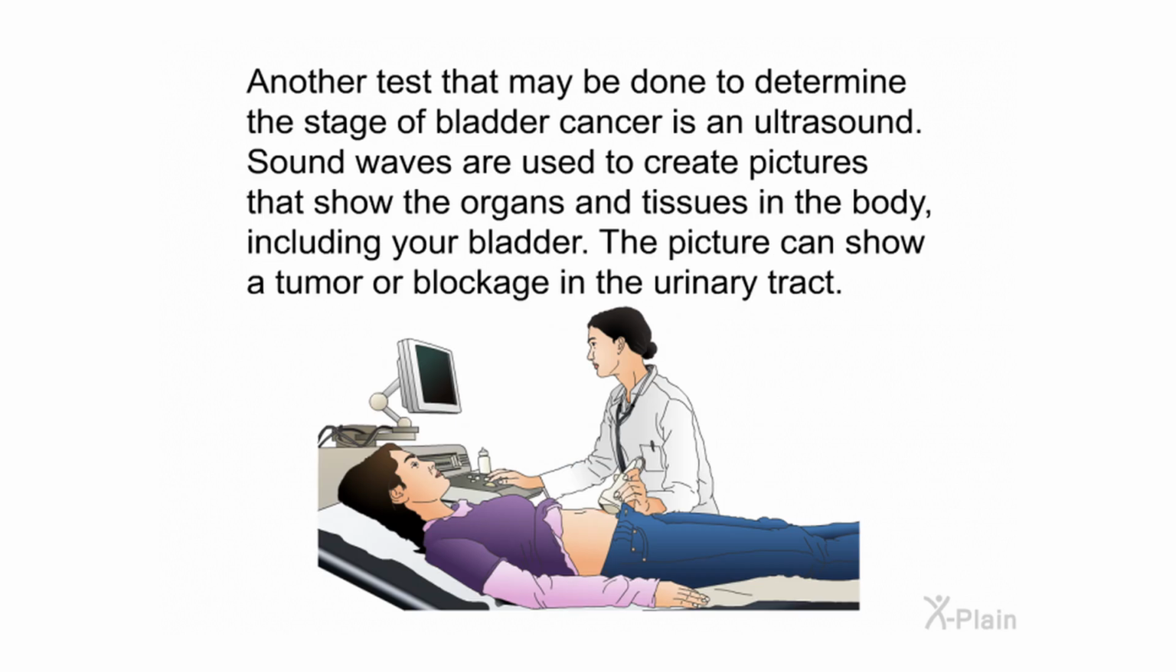Another test that may be done to determine the stage of bladder cancer is an ultrasound. Sound waves are used to create pictures that show the organs and tissues in the body, including your bladder. The picture can show a tumor or blockage in the urinary tract.